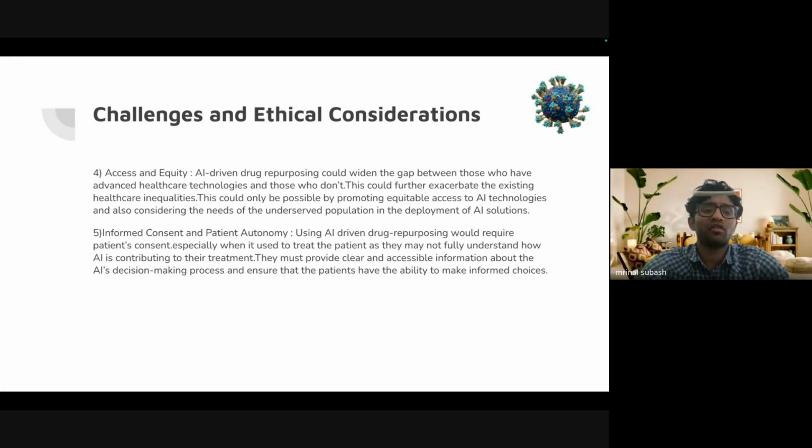And another thing is informed consent and patient autonomy. Since AI does not have a mind of its own, and it's basically operating through previously trained large language models, it does not take into account the autonomy that a patient has when deciding to choose a certain drug that could be administered to his or her body.